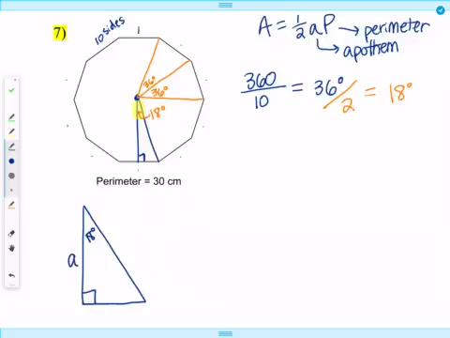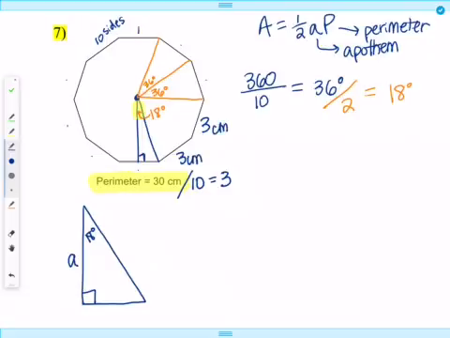So let me label my A over here on that vertical side. So the piece that I haven't used yet is that perimeter of 30 centimeters. So we know perimeter is all the way around the shape. So we want to take that 30 and divide it by the number of sides that we have, which is 10. And that tells me that each side is 3 centimeters.